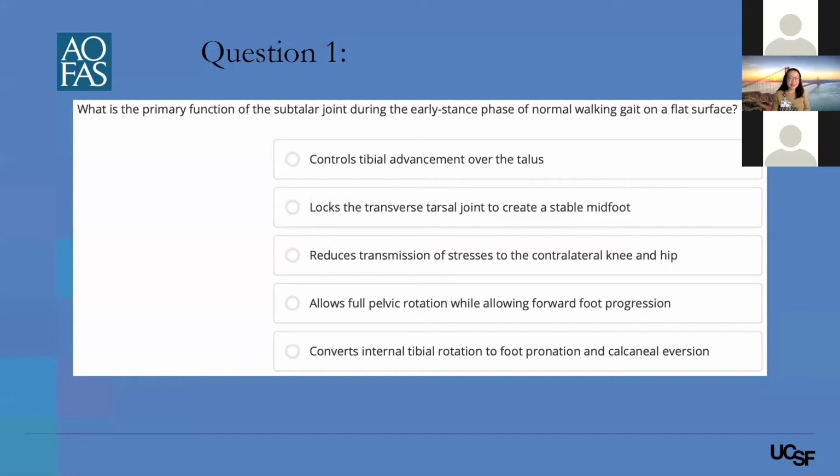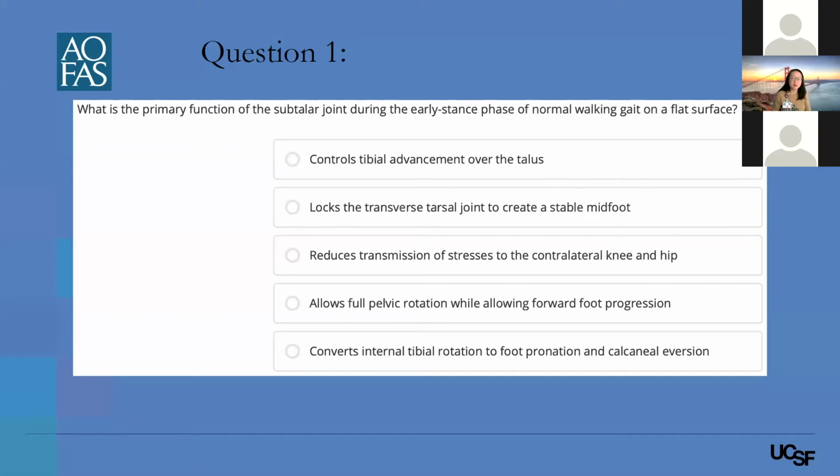So what is the primary function of the subtalar joint during the early stance phase of normal walking gait on a flat surface? Controls tibial advancement over the talus, locks the transverse tarsal joint to create a stable midfoot, reduces transmission of stresses to the contralateral knee and hip, allows full pelvic rotation while allowing forward foot progression, or converts internal tibial rotation to foot pronation and calcaneal eversion.